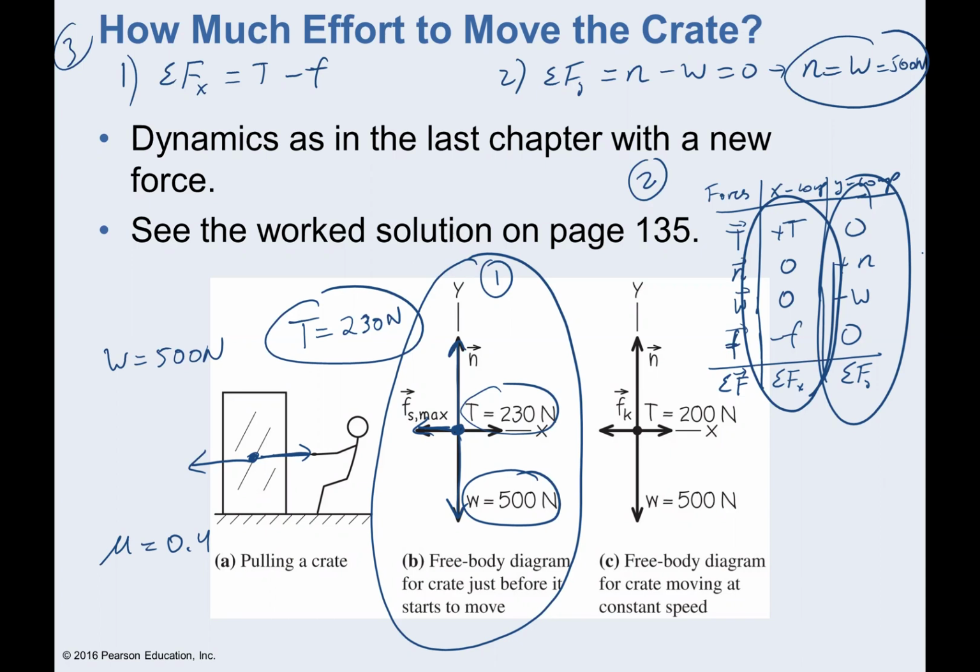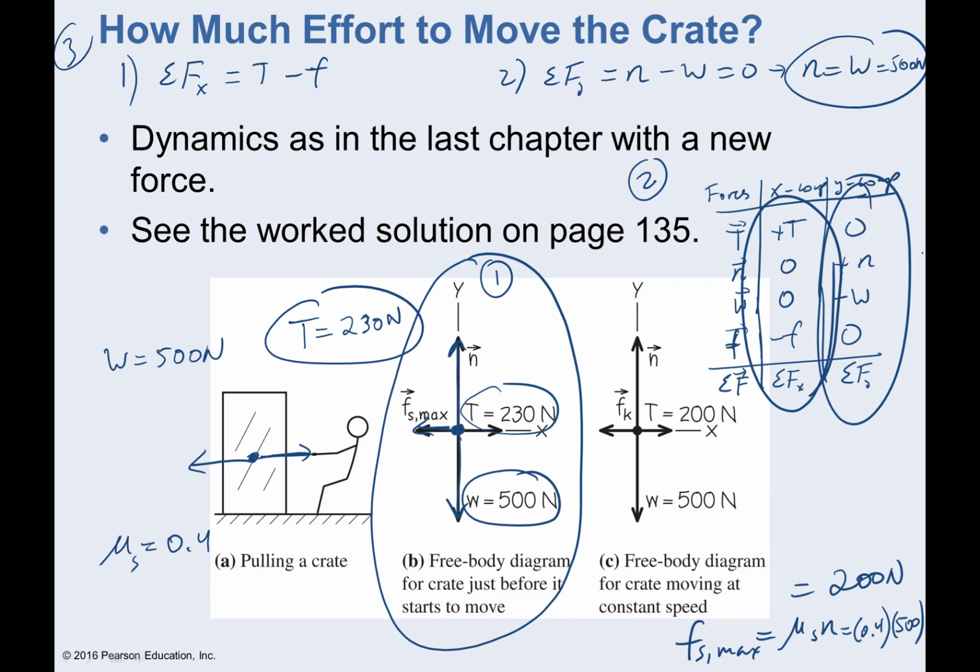If I have the normal force and a coefficient, mu s, the coefficient of static friction, I can solve for the maximum static friction, which is mu s times normal force. With a mu s of 0.4 and a normal force of 500, that gives me 200 Newtons, which means my maximum static friction force is 200. It can only oppose up to 200.